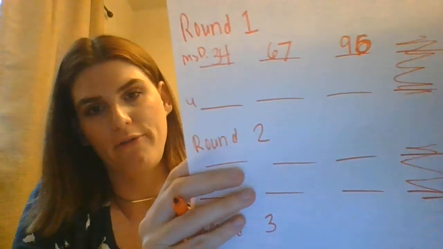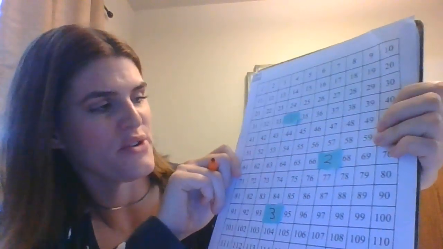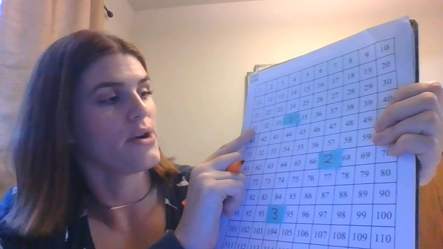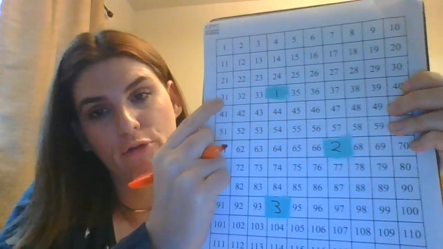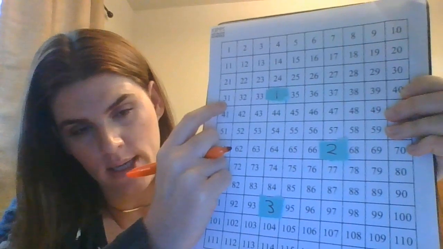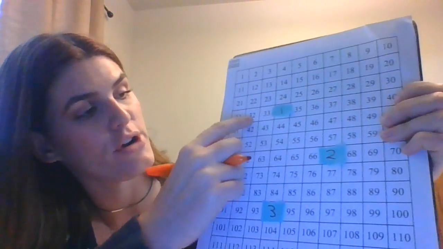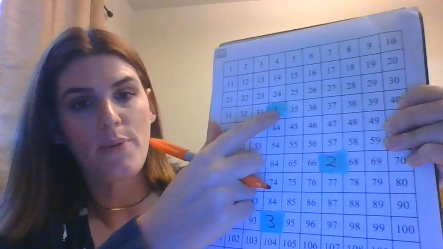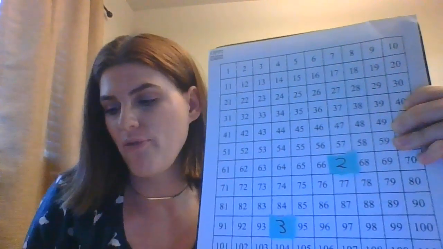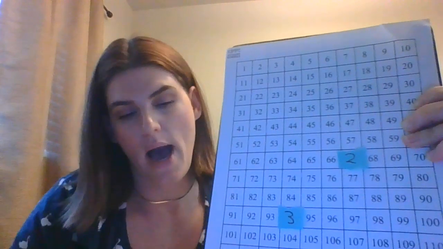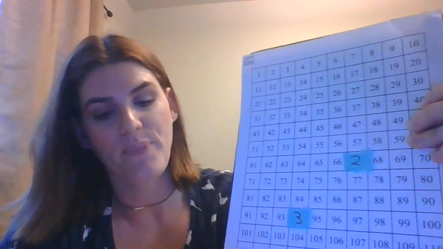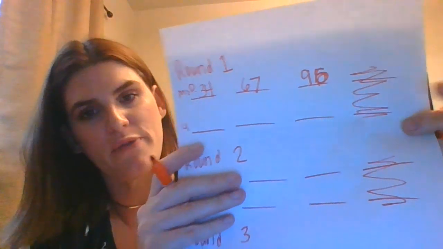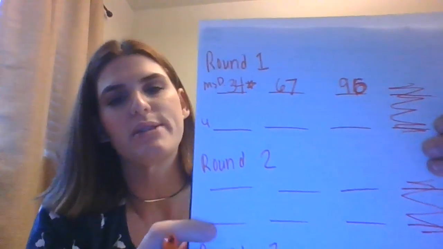All right, so I'll show you my paper. I said the first one was 34. Well, how do I know that it's 34? I know it's 34 because I started at 31 and I counted on from 31 to get to the one that's covered up. So 31, 32, 33, 34. I know it's 34. So I wrote 34, and I was right. So if you had 34 on your paper, you can give yourself a star. I'll give myself a star.